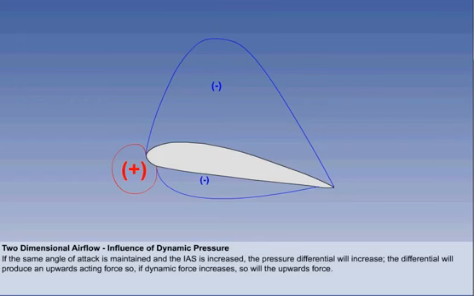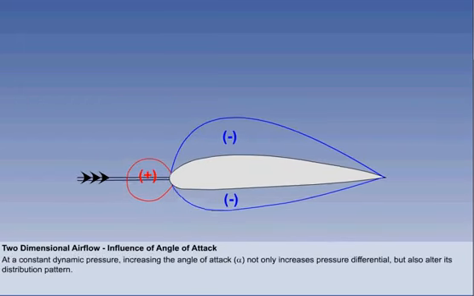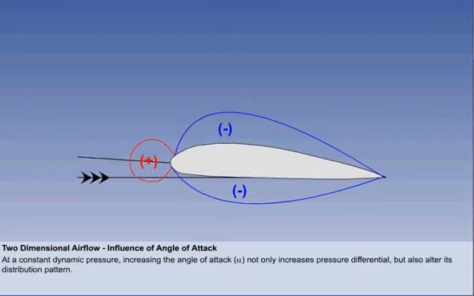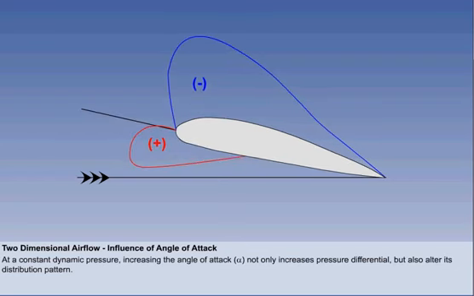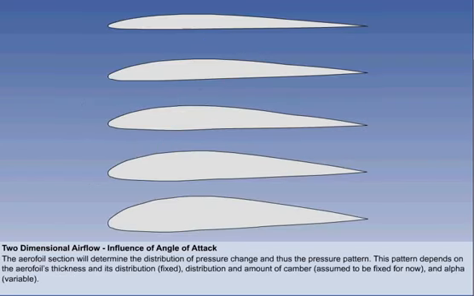At a constant dynamic pressure, increasing the angle of attack, or alpha, will also increase the pressure differential, but will also alter its distribution pattern. The aerofoil profile presented to the airflow will determine the distribution of velocity change, and hence the pressure pattern over the surface. This pattern is determined by the aerofoil's geometry, that is, the thickness and its distribution, which are fixed, the camber and its distribution, which are assumed to be fixed for now, and by the alpha, which is variable.